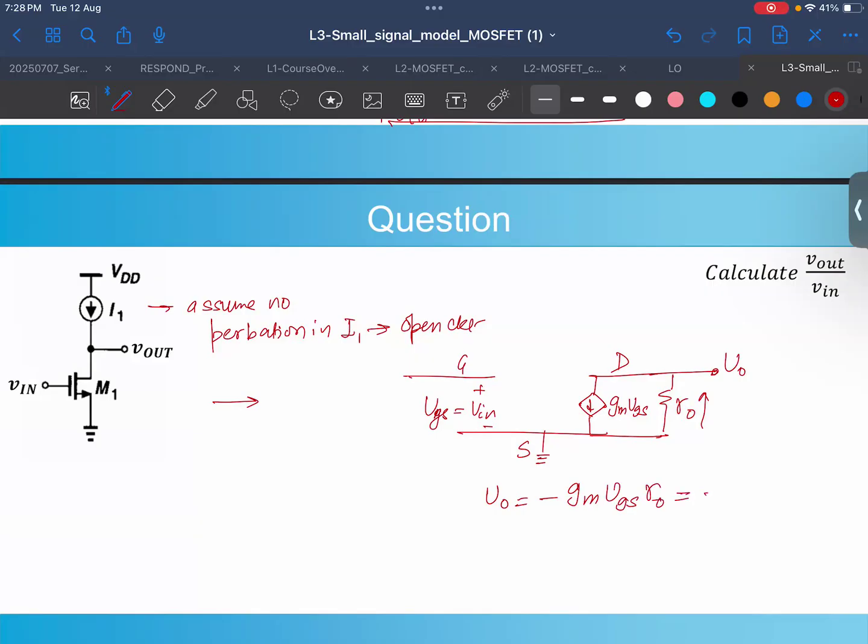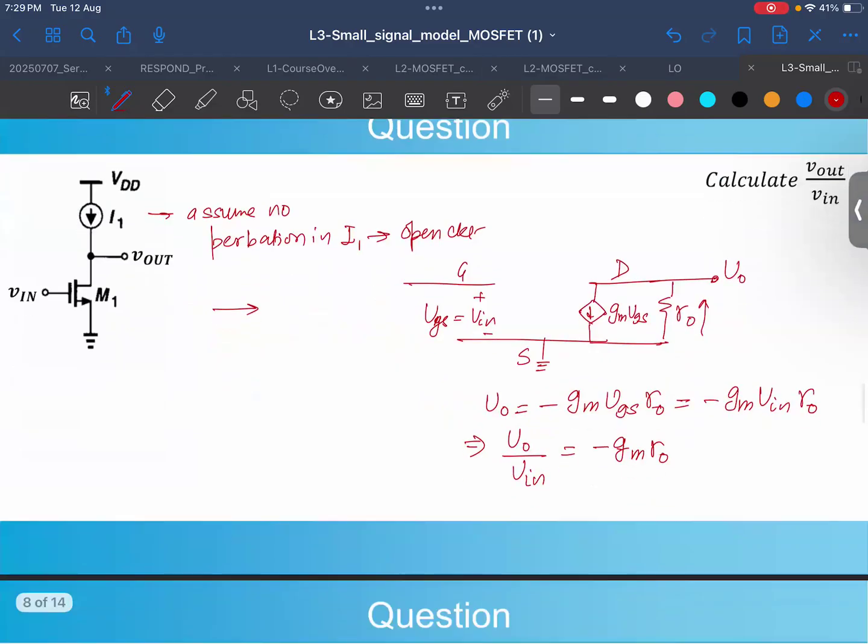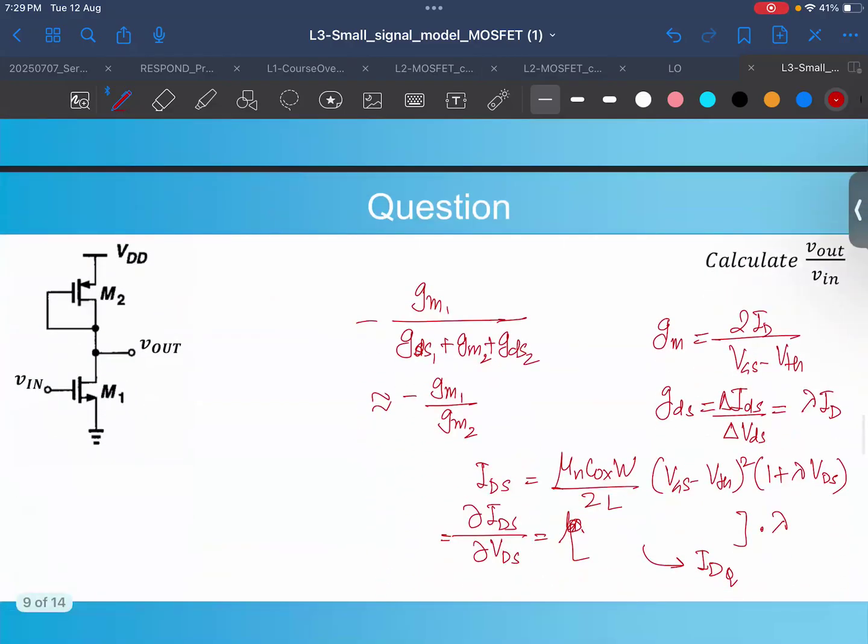And VGS we know is V in. So this is V in into r0. This is why the gain, V0 divided by V in, would be minus gm r0, right? So this is how you can easily apply it, and in the same way you can go ahead, and now you have to make two small signal models, right? You will see that this is easy to make for you, right?